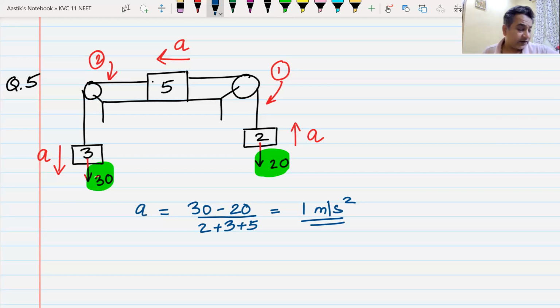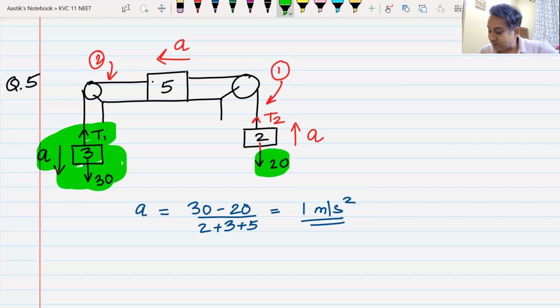They might ask you the tension in the strings. Once you get the value of acceleration, you can find the tension in the string. Let me call this T1. Let me call this T2. If you want to find the tension in the string, you can make the equation of this block. What will be the equation of this block? You already know the value of acceleration. What is the equation of the left block?